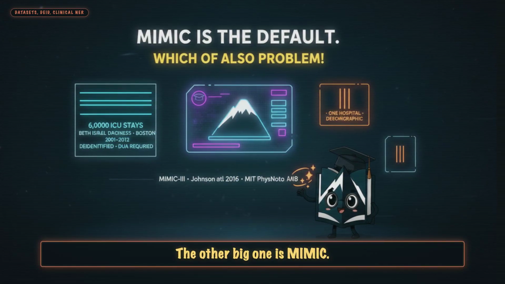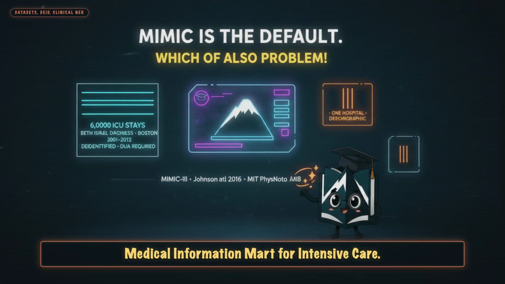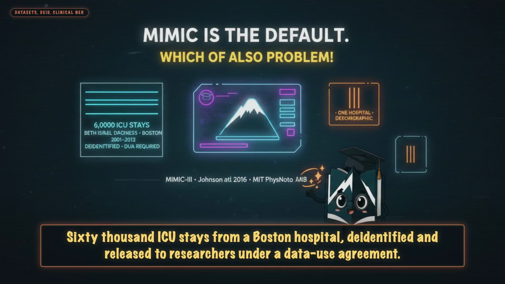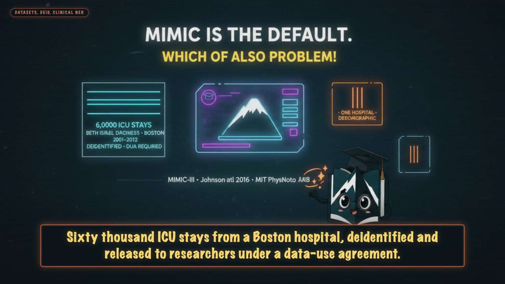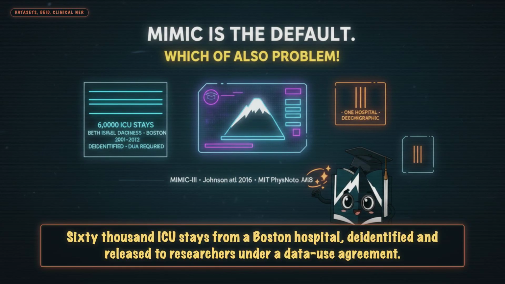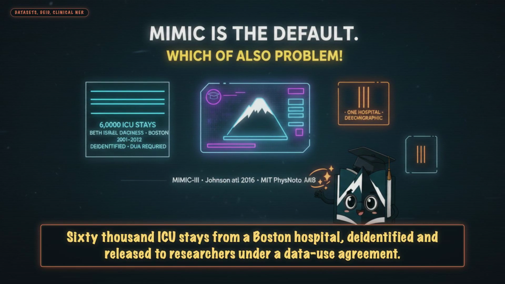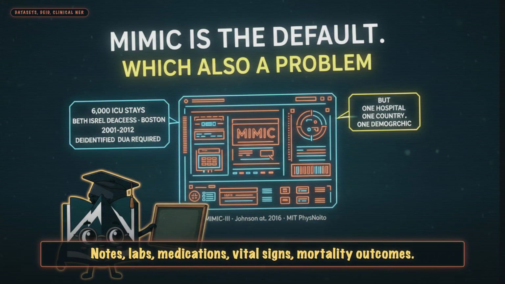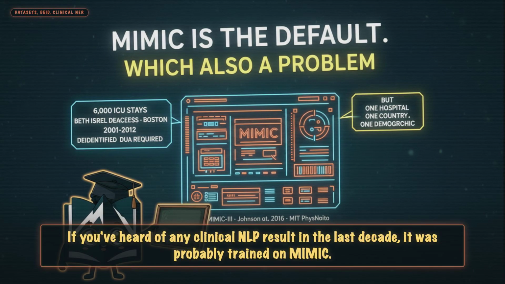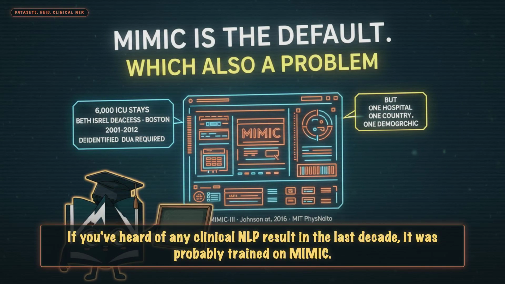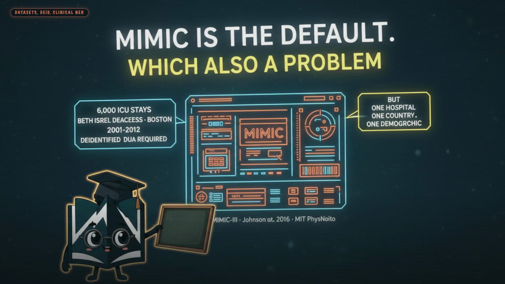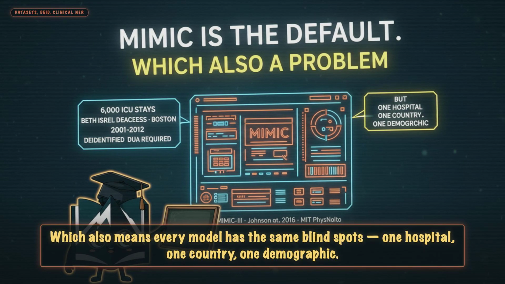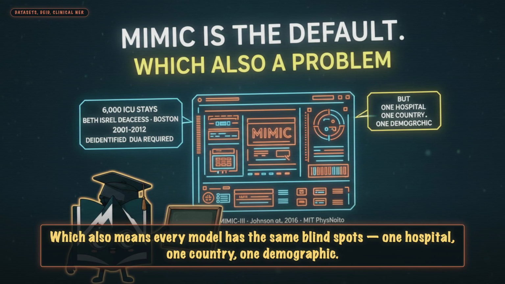The other big one is MIMIC, Medical Information Mart for Intensive Care. Johnson and colleagues 2016, 60,000 ICU stays from a Boston hospital, de-identified and released to researchers under a data use agreement. Notes, labs, medications, vital signs, mortality outcomes. If you've heard of any clinical NLP result in the last decade, it was probably trained on MIMIC, which also means every model has the same blind spots. One hospital, one country, one demographic.